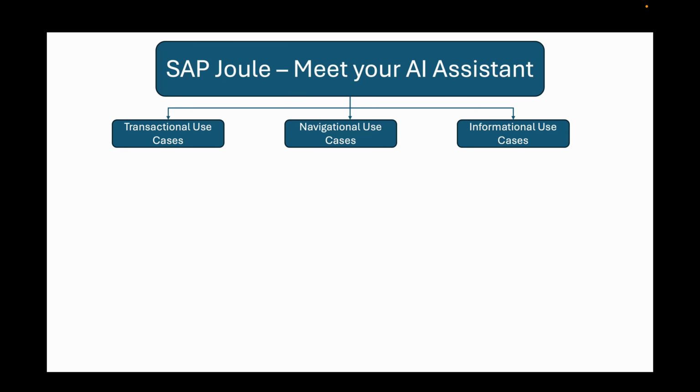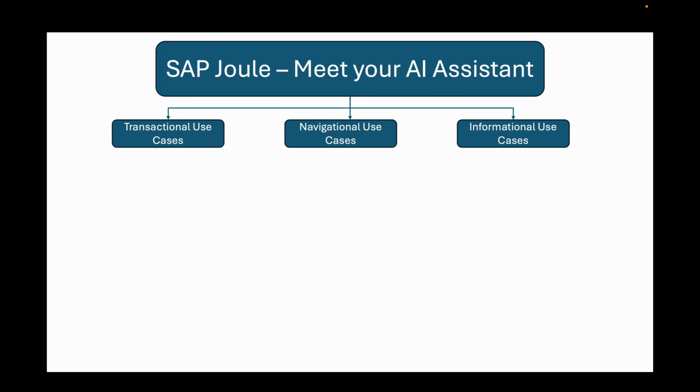What makes Joule special? Joule works in 3 different ways, and this is really important to understand. Transactional use cases. This is where Joule actually does things for you without you having to navigate through multiple screens. For example, you can simply say, I want to request feedback from my manager, and Joule will collect your questions and send the request directly to your manager. Or if you are a manager, you can say, approve John's time off request, and Joule handles it right there in the chat.